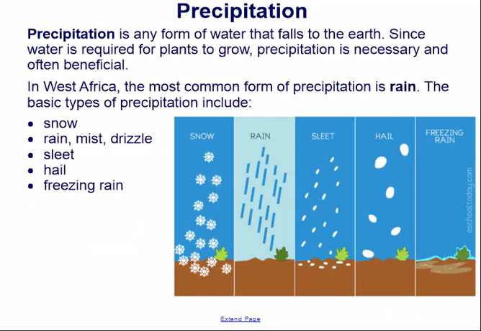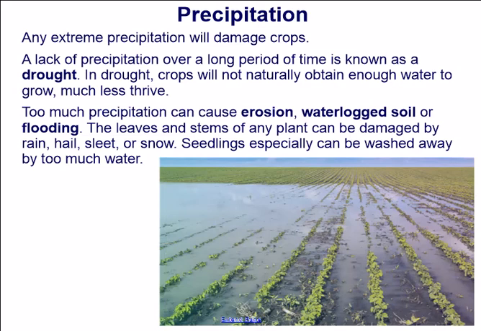Precipitation. Precipitation is any form of water that falls to the earth. Since water is required for plants to grow, precipitation is necessary and often beneficial. In West Africa, the most common form of precipitation is rain. The basic types of precipitation include snow, rain, mist or drizzle, sleet, hail, and freezing rain. Any extreme precipitation will damage crops.